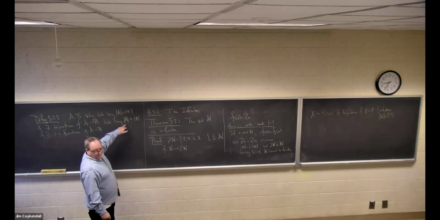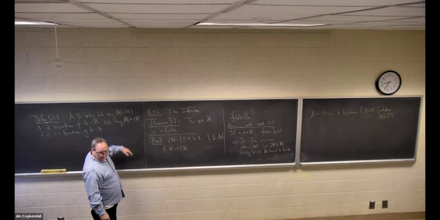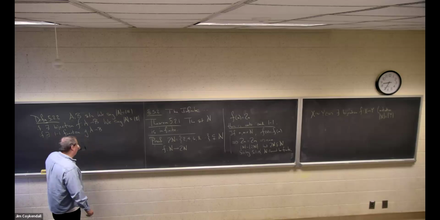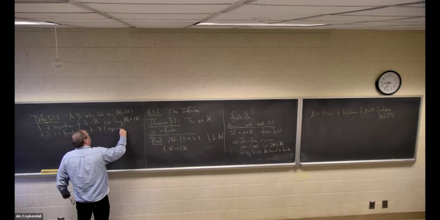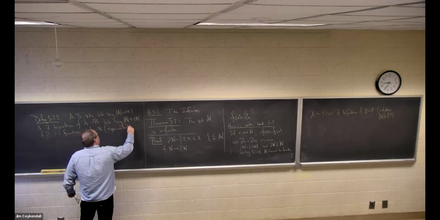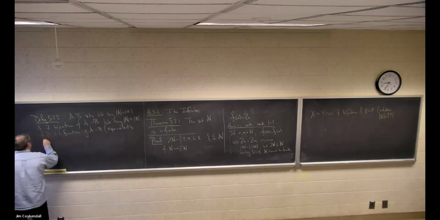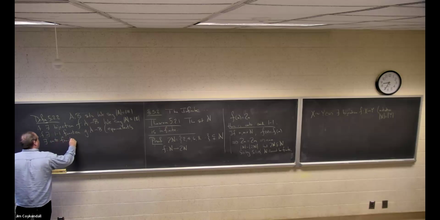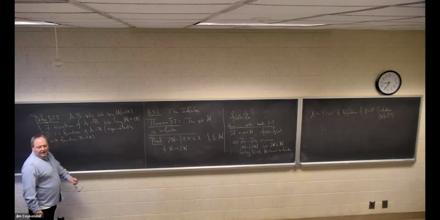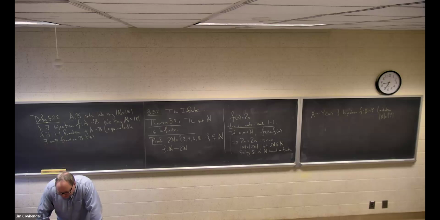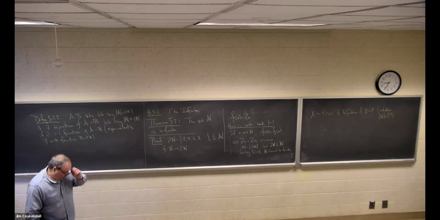So if there's a one-to-one function from A to B that may not be onto, we say that the cardinality of A is less than or equal to the cardinality of B. Equivalently, there exists an onto function from B to A. So you can think of that either way.